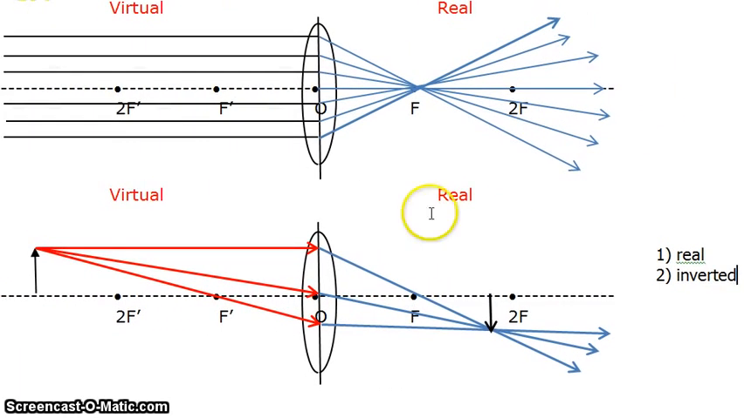Sorry about that. We're going to say that this image is real because it's on the real side of the lens. It's inverted because the image is upside down from the original object over here. And then it is smaller because it's not as tall as the original object.